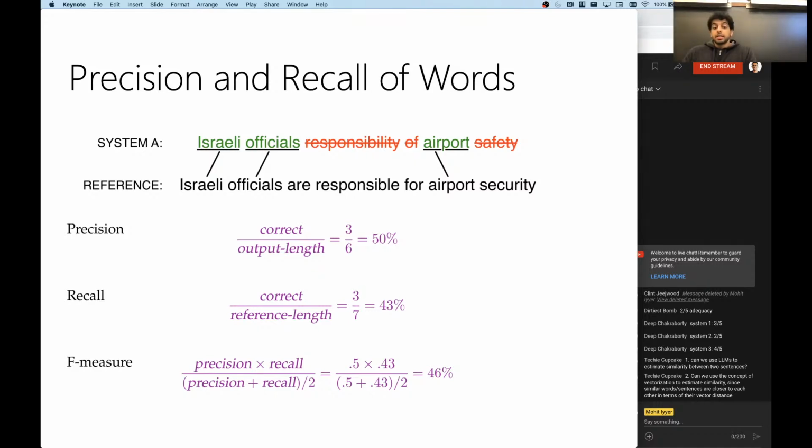Yeah, that's true. If the output is longer than the reference one, we still have the same issue, right? All of the same issues apply. The precision and the recall computation are the same.